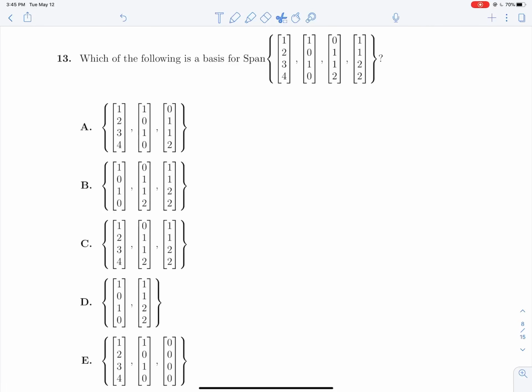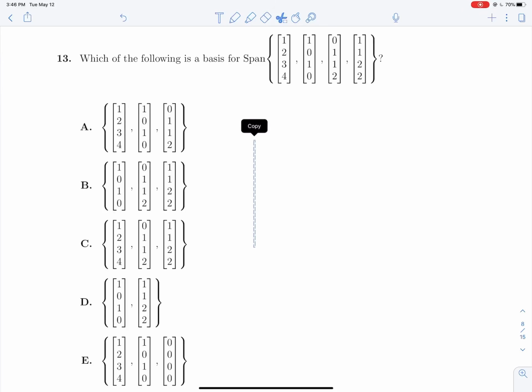If you're perceptive, you might have noticed that the date in the upper left corner just changed from what would have been Monday May 11th to Tuesday May 12th. That's because I messed up my explanation for this one yesterday, so I have to go back and fix that now. So we're looking for vectors that form a basis for this span.